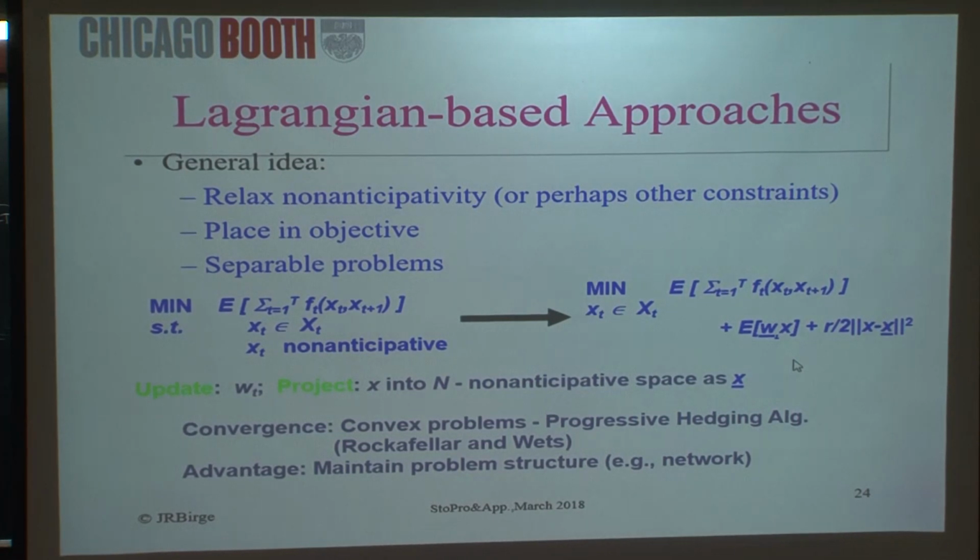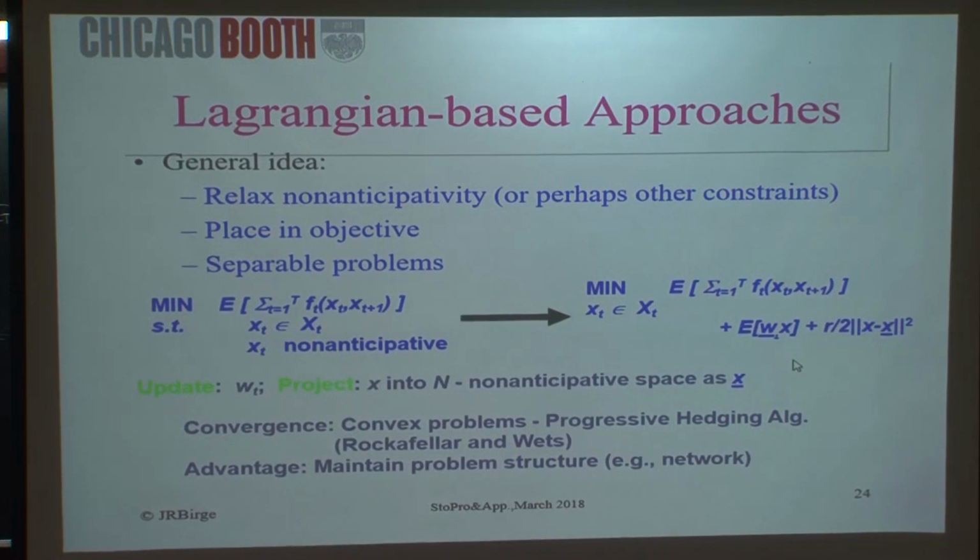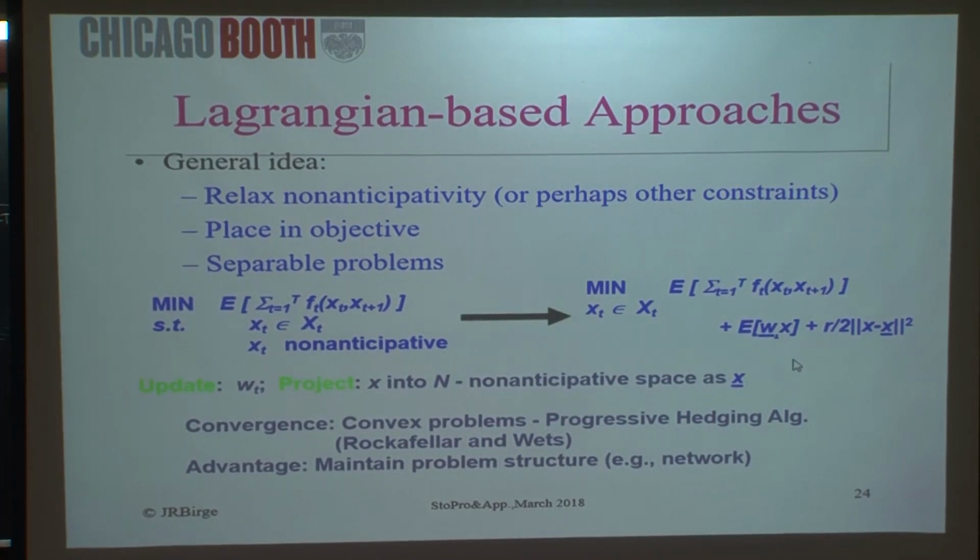Okay, so that approach of using the proximal point method, that's called progressive hedging, that Terry Rockefeller and Roger Wets have worked on. Oh, that was published in '85. Yeah, that's a while ago.